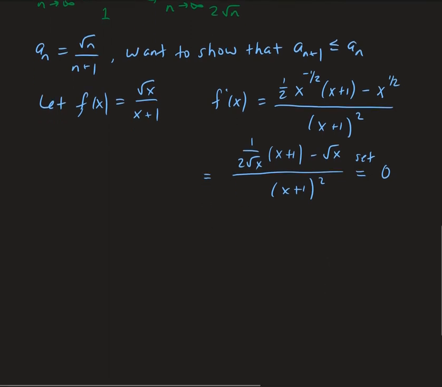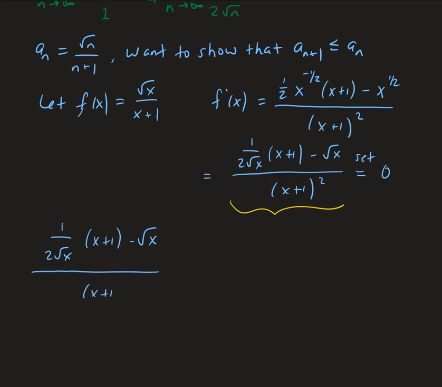We're going to set this derivative equal to 0 and solve for that, so find the x that satisfies this. Going back here, let's simplify this. We can multiply the top and bottom by 2 root x. So we'll do that over here. Actually, let's multiply it by 2 root x, just to simplify things even more.